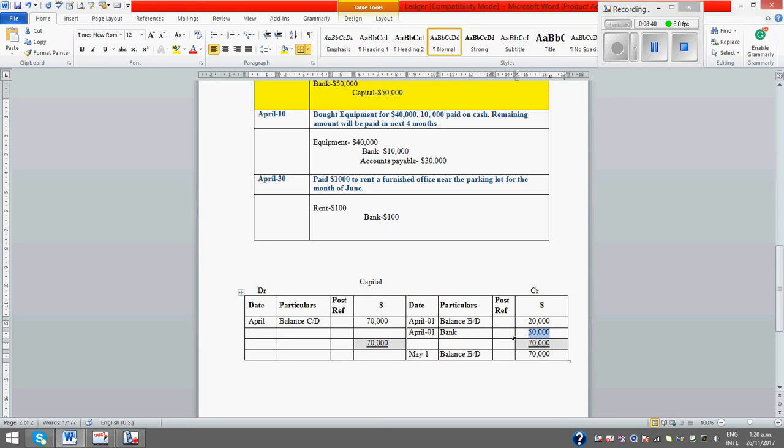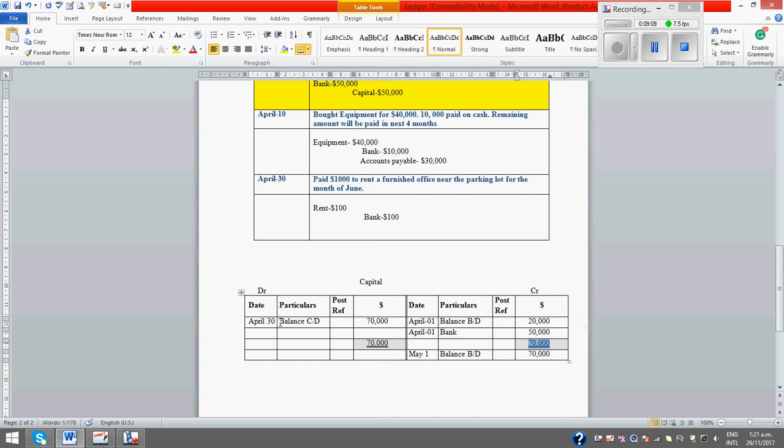So $50,000, balance BD $20,000. On the left hand side you don't have anything. So 50,000 plus 20,000 is 70,000. That whole amount would be balance CD of April 30. So the total amount would be 70,000. The whole amount balance CD will be the balance BD of the next month.